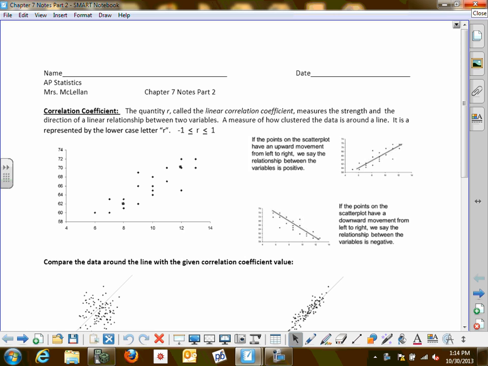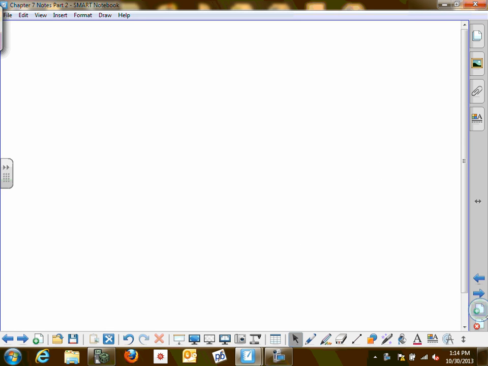Today's lesson has three main components. The last one's kind of like a little extra. But the main thing today is to understand the definition and how to interpret two vocabulary words. Okay? The first vocabulary word that we're going to be learning about is this thing called correlation coefficient.